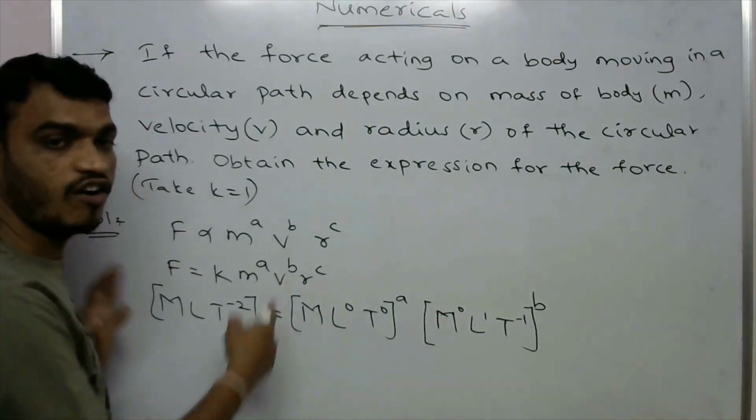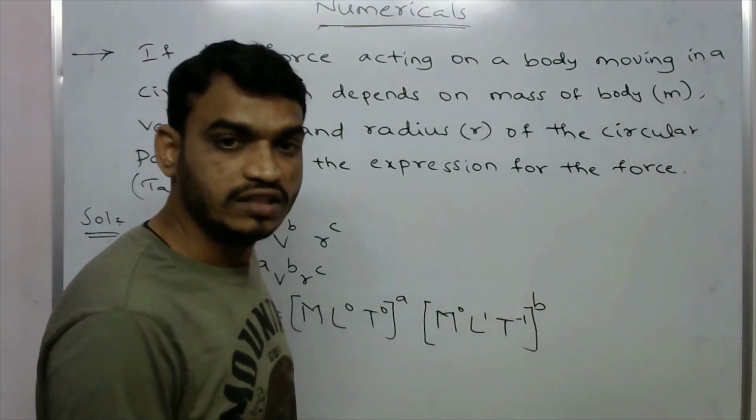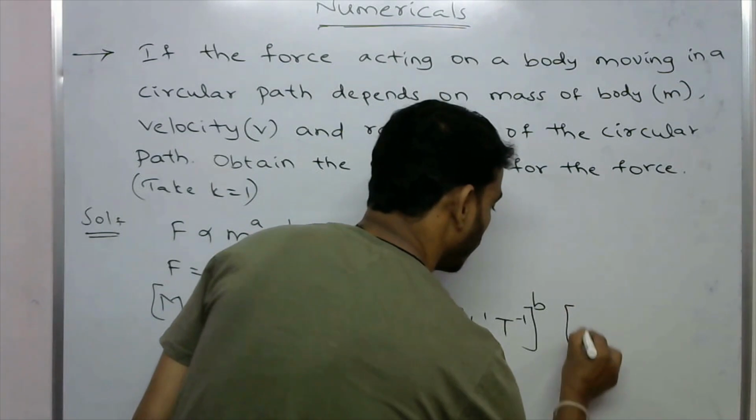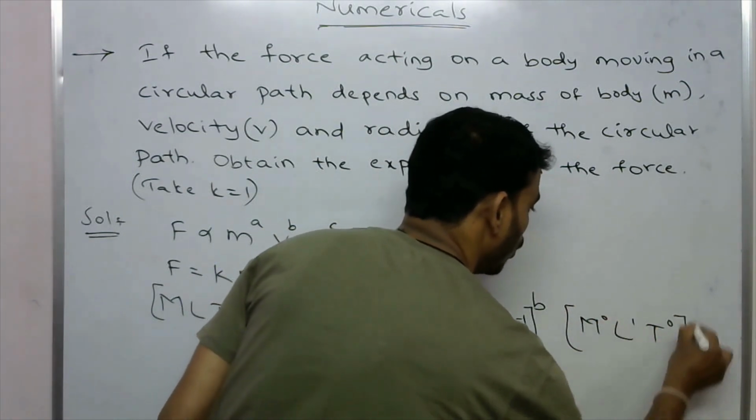And the next one, r is the radius. Radius is nothing but the length. So the dimension of length is L only. So we can take M to the power 0, L to the power 1, T to the power 0, whole to the power of c.